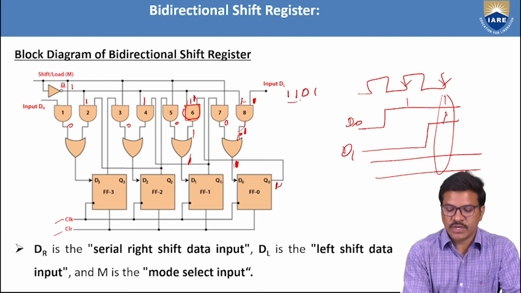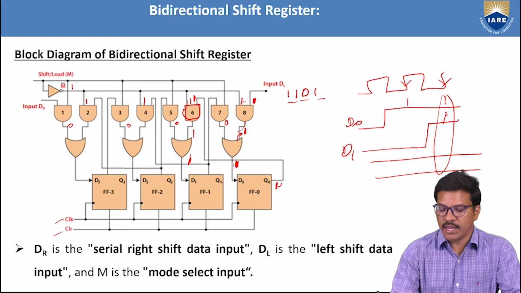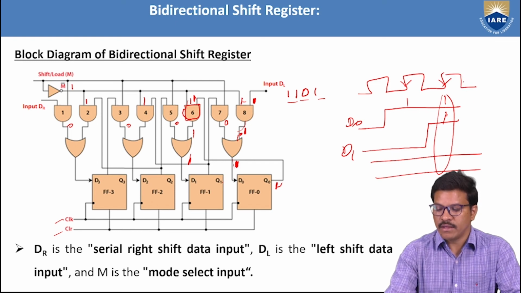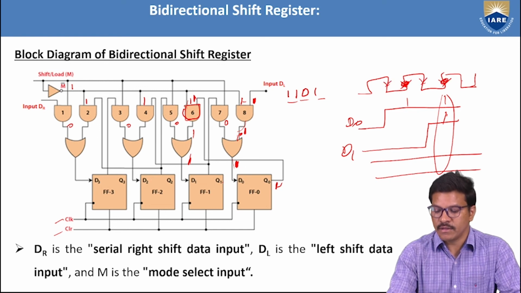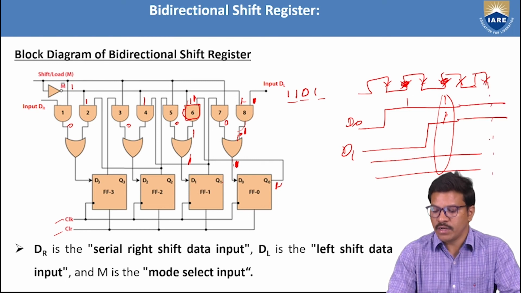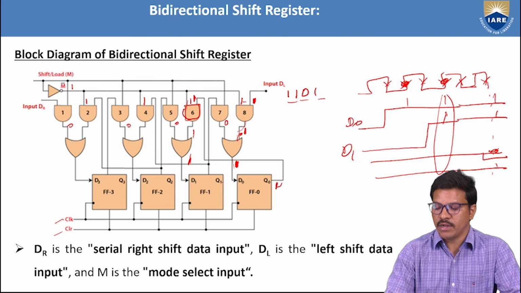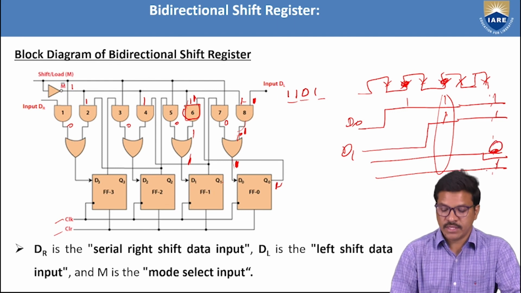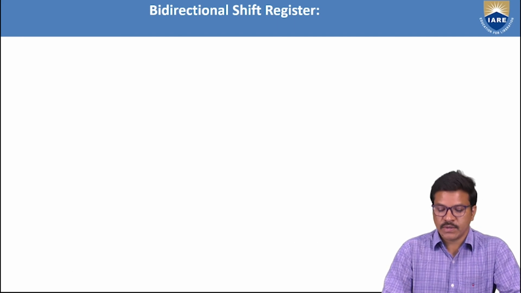We can shift this 1101 data after 4 clock cycles: first, second, third, fourth. In the 4th clock cycle, the data 1101 is available in this shift register when M is equal to 0.